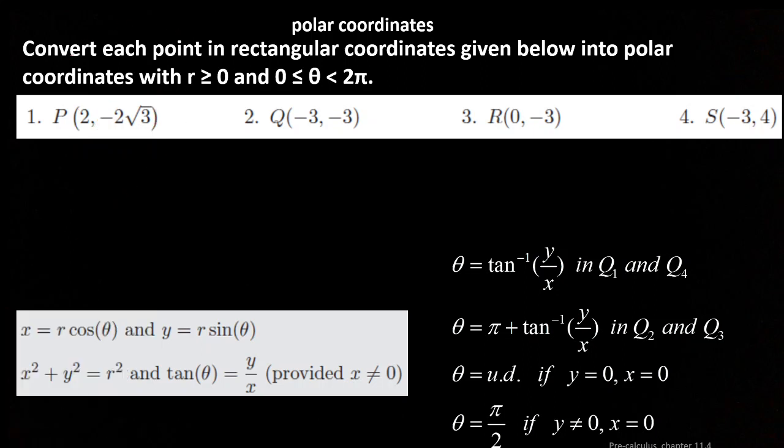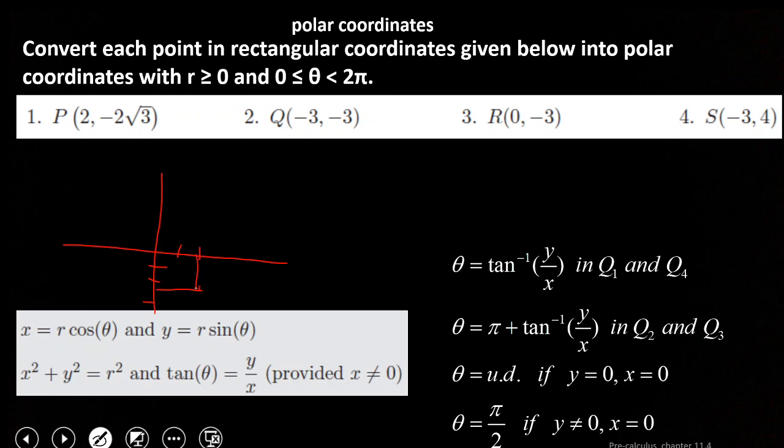In this case, it says convert each point in rectangular coordinates given into polar. So these are rectangular, and we want to convert them into polar. The first one is 2, negative 2 square root of 3, which is about right here somewhere. 2 times the square root of 3 is about 2 point something, so I just put it there. Okay, here is the point, so we have to find that distance.